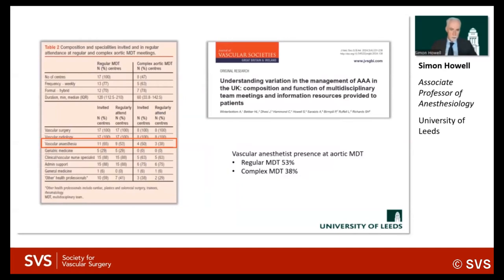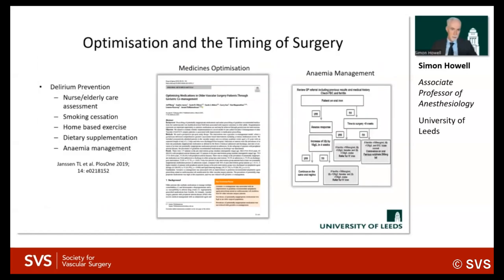This is some work that I've been involved with recently, looking at the management of abdominal aortic aneurysm in the UK. About half of aortic MDTs have an anaesthetist regularly in attendance, although that drops to just over a third when the complex aortic MDT is considered. So we've certainly made progress, although there is some way to go. So what does this preoperative assessment give us?